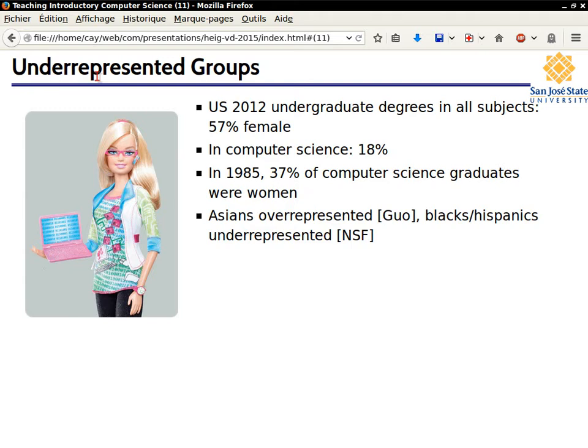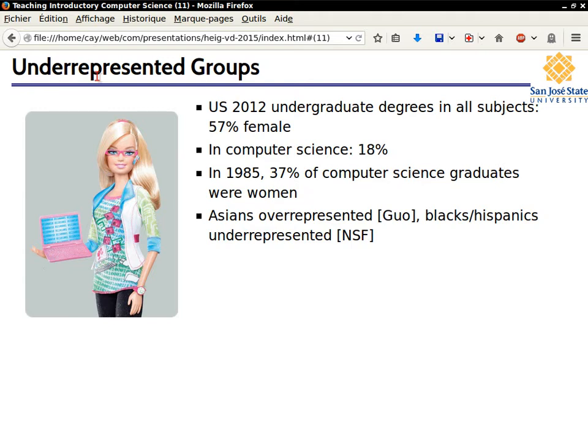You might say, so what? But it's bothersome because there are all these unfilled jobs out there, and if we're somehow discouraging large numbers of the population from even trying to get those jobs, it is a problem. Now there's just starting to be some research as to why that is so, why women avoid computer science like the plague, or why they're just not succeeding.